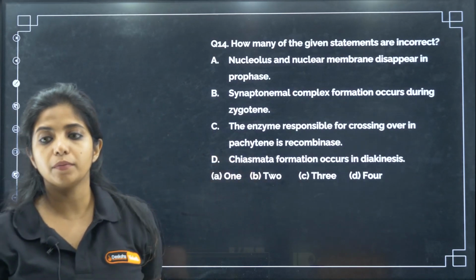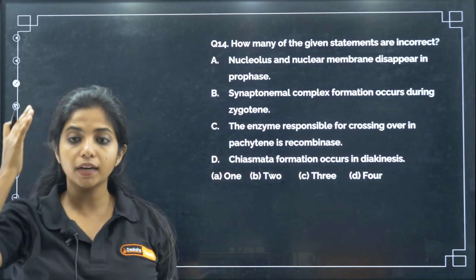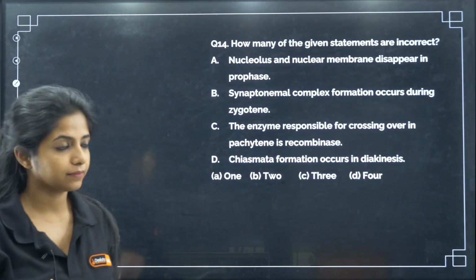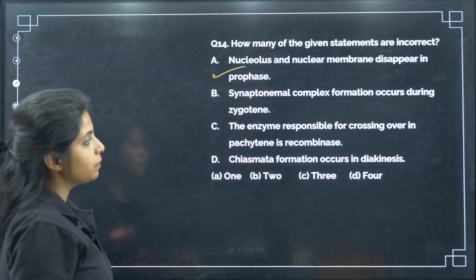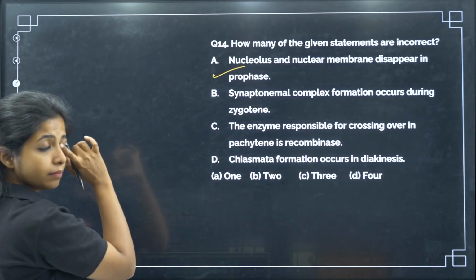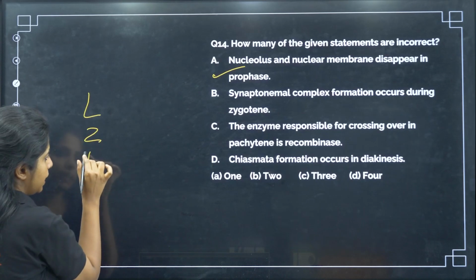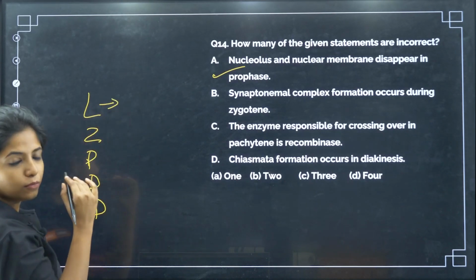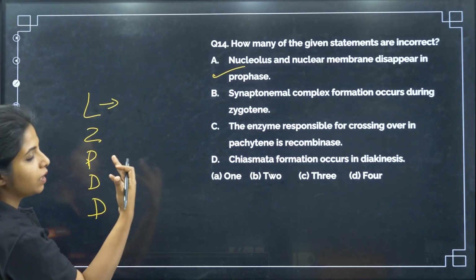Going ahead. How many of the given statements are incorrect? Nucleolus and nuclear membrane disappear in prophase. It is correct. In prophase, they will disappear. Synaptonemal complex forms during zygotene. Always remember, you're talking about meiosis, prophase 1, right? So, lazy zebra play during day. I always say this. So, here the chromatin material condenses and things like that happen. Nucleolus disappears and nuclear membrane goes off.